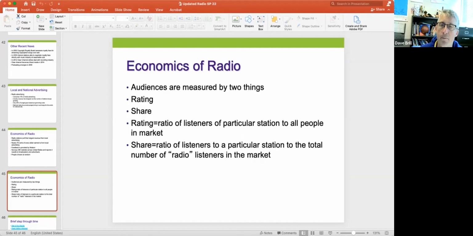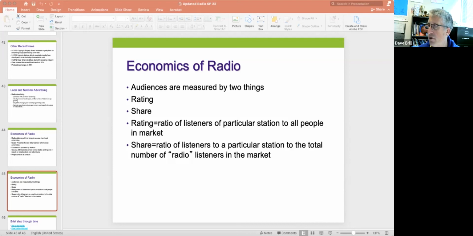When they do so, though, they're measured by two things, which is rating and share. I invite you, in the interest of time, to look this up on your own, but I will give you the basic definition. Rating is a ratio of listeners of a particular station to all the people in the market. Share is a ratio of listeners of a particular station to the total number of radio listeners in the market.